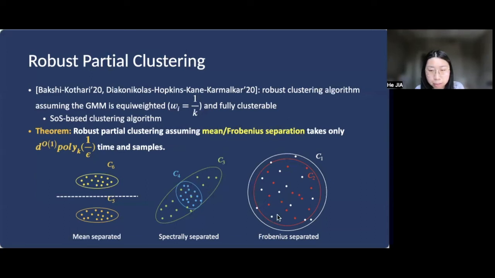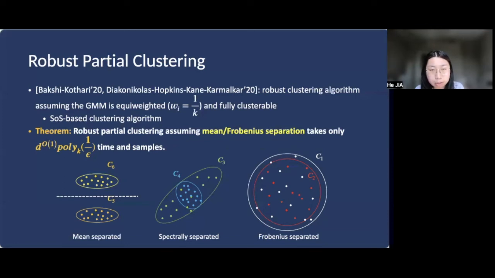And the last type, the forbidden separation. This is a high dimensional separation. So even if we project to a low dimensional subspace, we can't separate the samples. But in high dimension, we can separate them using this thin shell. All the red points are inside the shell, but the white points are outside.